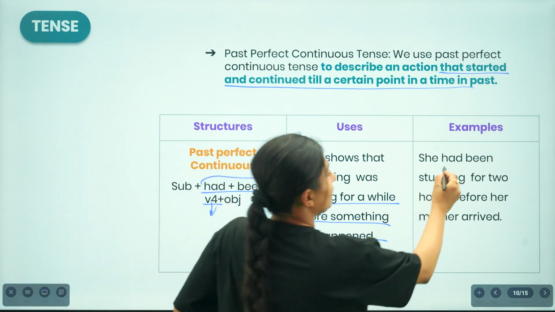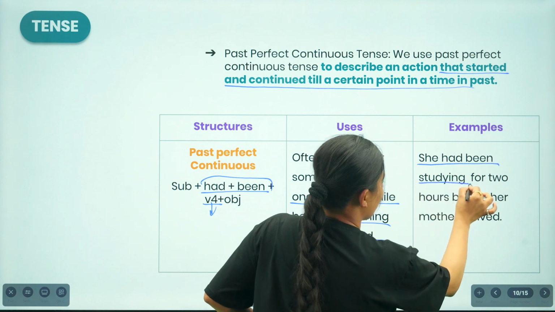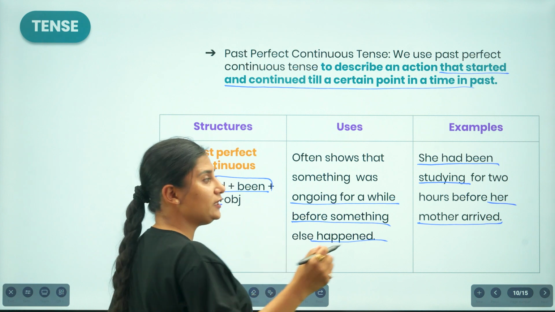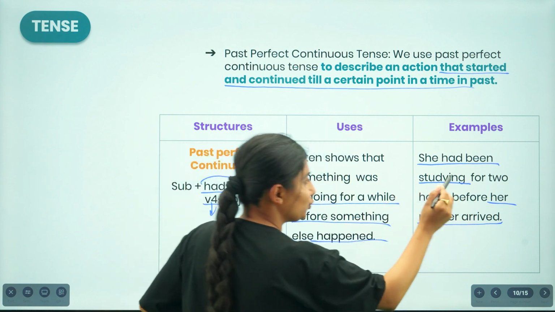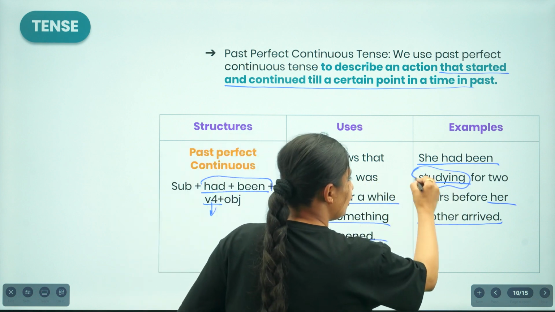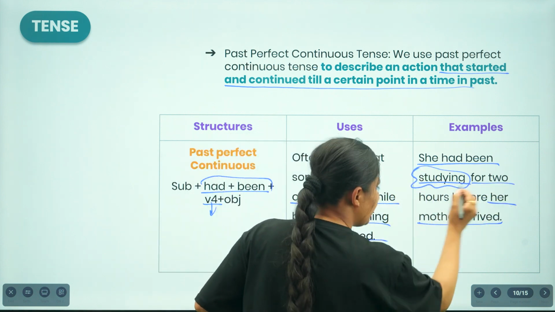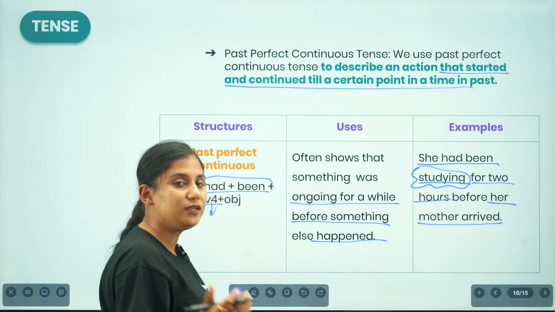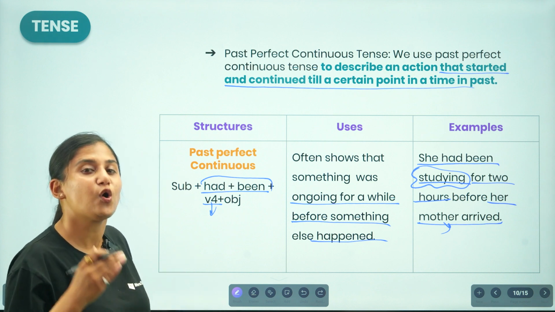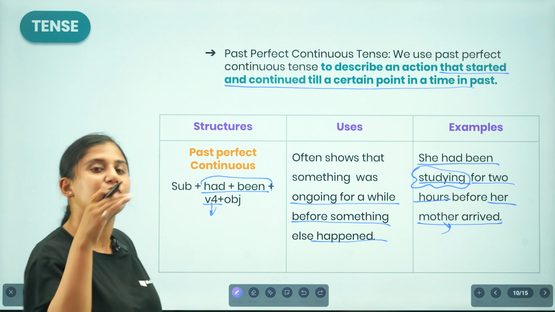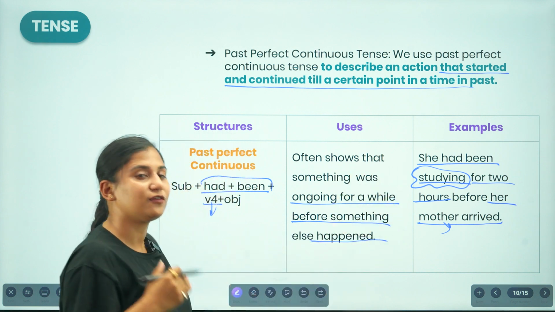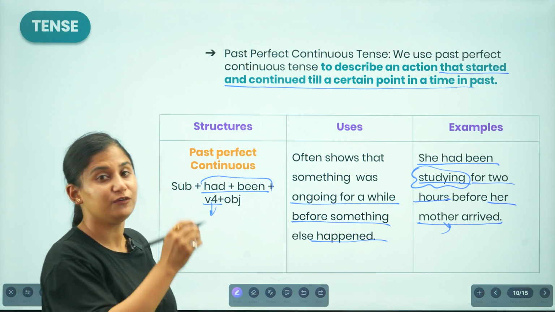So the thing is, here the first action is she had started, and this one is the other one, her mother arrived. So what was she doing? She had been studying for 2 hours. What action was she performing? She was performing the action of studying. For how much period of time? For a shortened period of time, that is 2 hours. Before what? Before the arrival of her mother. Here, some action was ongoing for a while before the happenstance of the other action. So here she was studying for 2 hours before the arrival of mother.